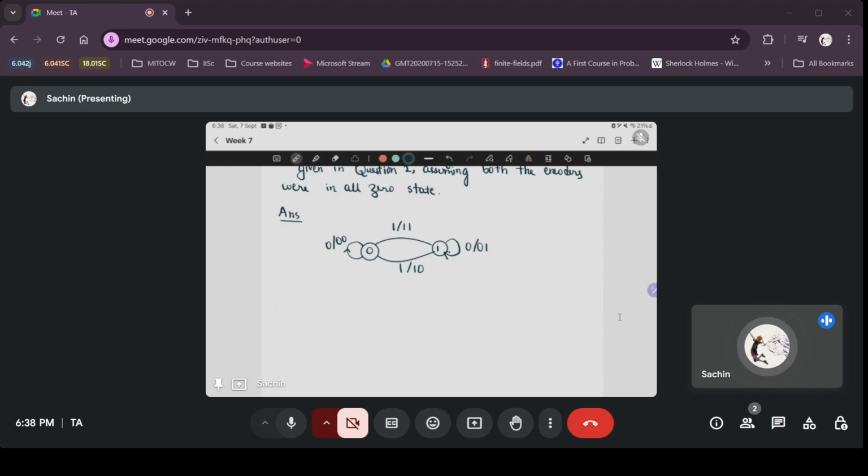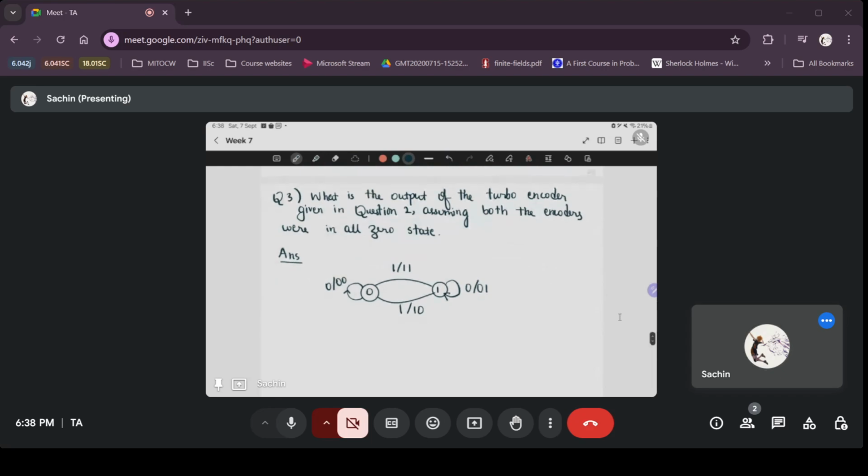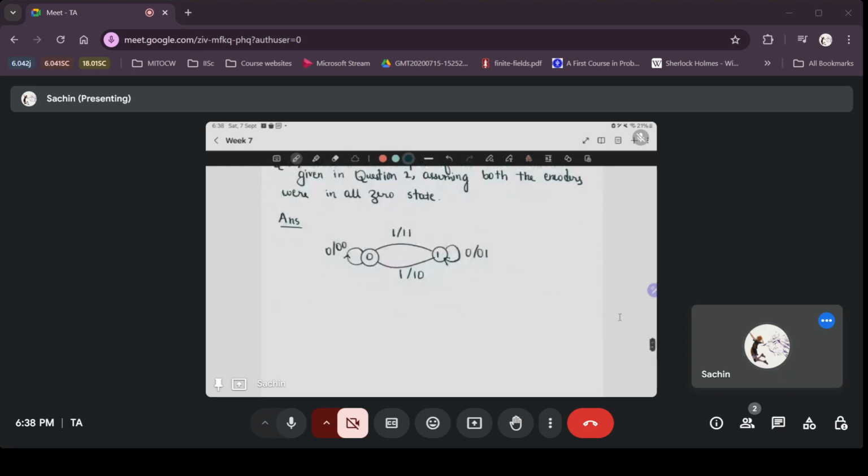Now the input sequence for encoder 1 is 0 1 1 1 0 0. Give output from the state diagram. We can tell first you're in state 0. First input is 0, so you are still in state 0 and your output is 0 0.